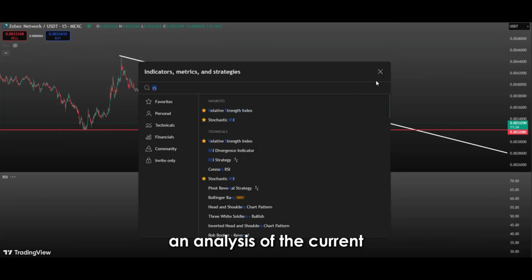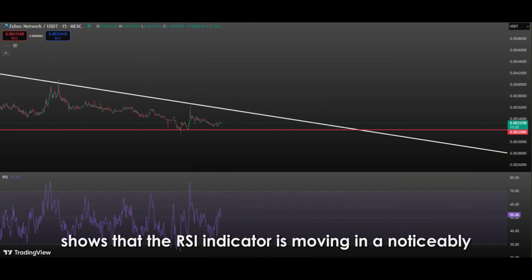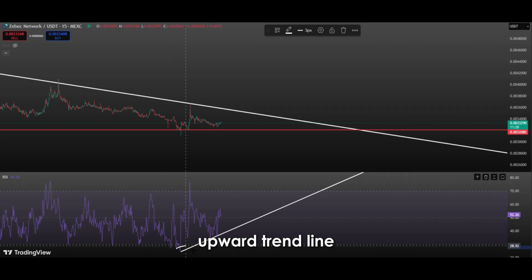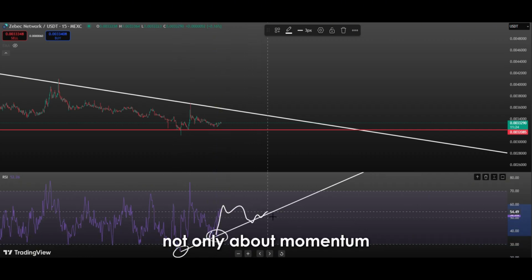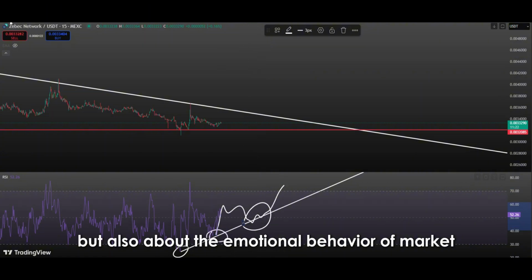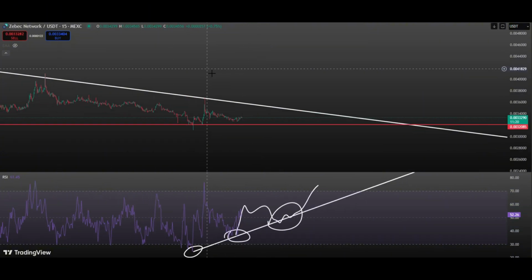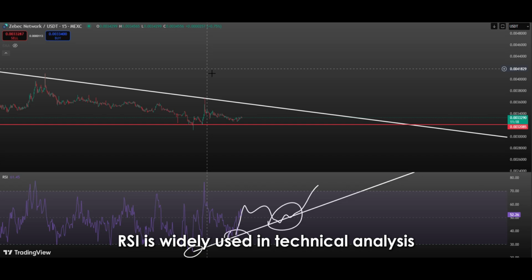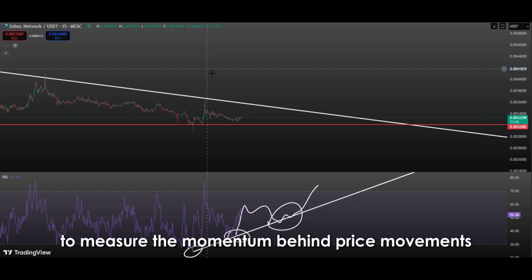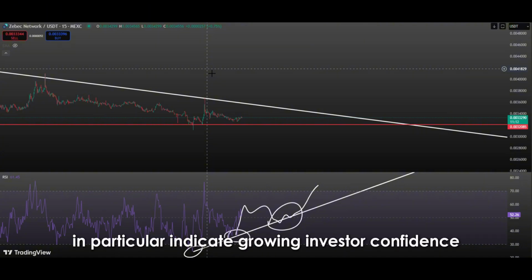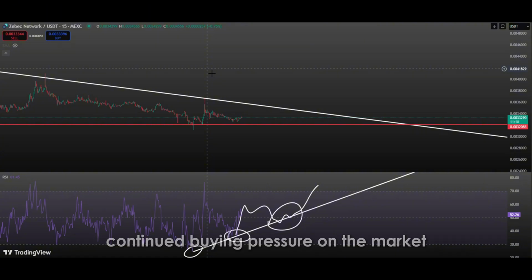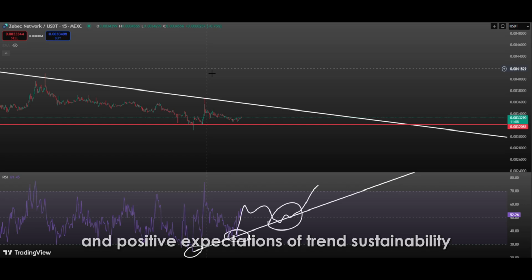An analysis of the current technical structure of the market shows that the RSI indicator is moving in a noticeably upward trend line. This bullish trend provides important clues not only about momentum, but also about the emotional behavior of market participants. RSI is widely used in technical analysis to measure the momentum behind price movements, and such bullish structures in particular indicate growing investor confidence, continued buying pressure on the market, and positive expectations of trend sustainability.